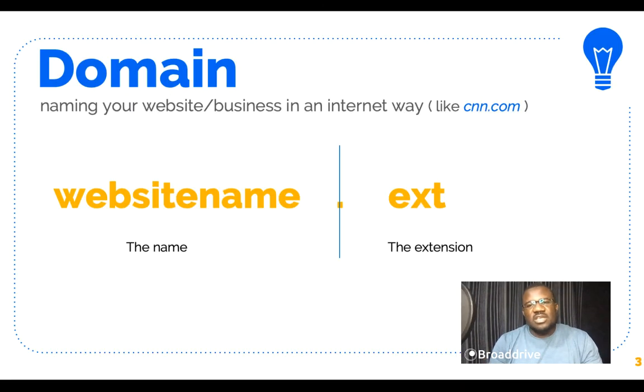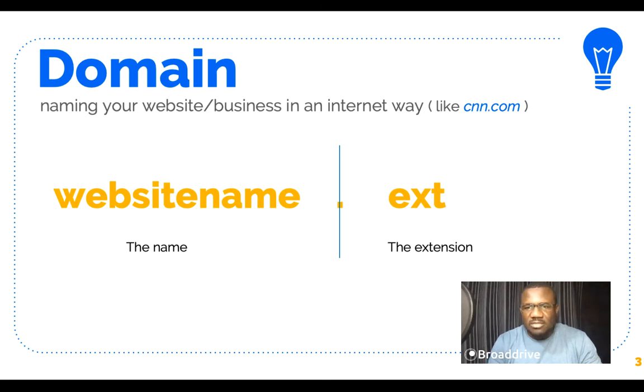The domain name is simply a name you give to your website or your business online. It's an internet way of naming your business or your website, like CNN.com, Jumia.com, you name them. And the domain name has two parts. That's one thing you should understand. You have the website name and then you have the extension. That's how the format of the naming goes. The website name is the name you give it, and then the extension, there are different types of extension that you can associate to the website.